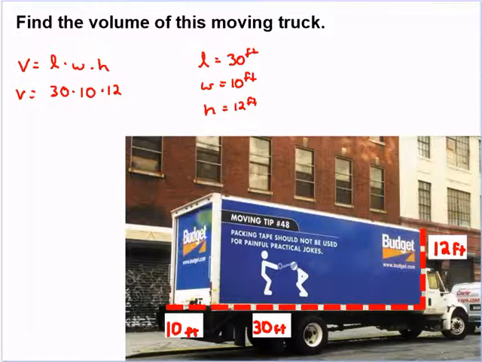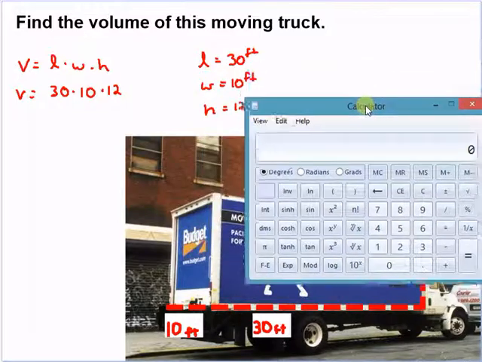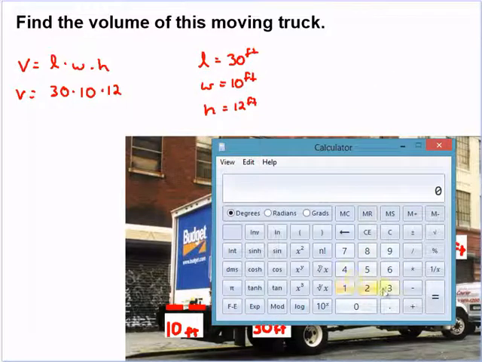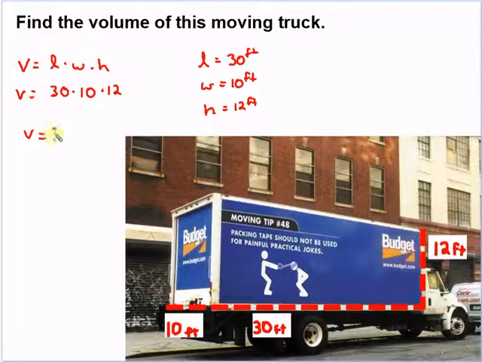So let me get out my trusty dusty calculator here. You can pull out your own. 30 times 10 times 12 is 3,600. 3,600 feet. And what kind of feet is it? 3,600 feet cubed. So there you have it.